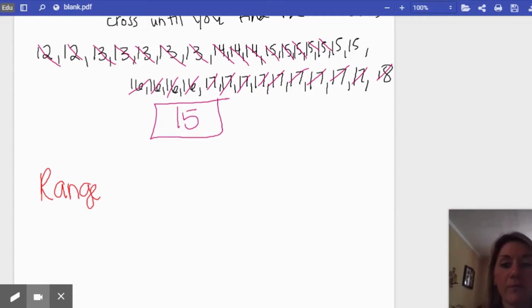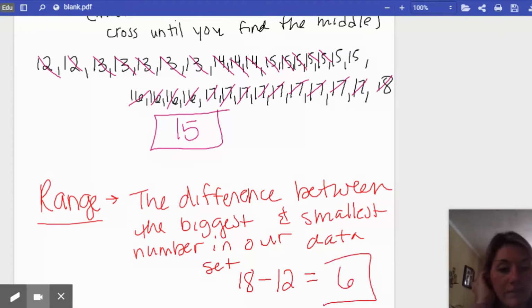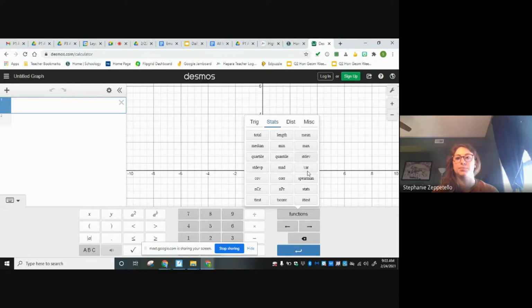Okay, really quickly before I erase. So in this case, the biggest number is 18. The smallest number is 12. Difference means subtract. So our range is 6. Stats.